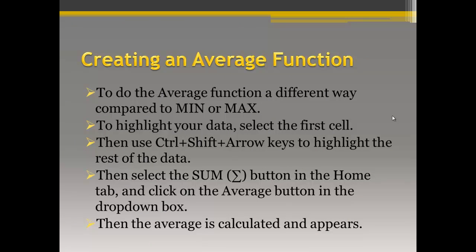Creating an average function. To do the average function, it is done a different way compared to the min or max function. First, highlight your data, select the first cell, then use the Control, Shift, and arrow keys to highlight the rest of the data. Then select the Sum button in the Home tab and click on the average button in the drop-down box. Then the average is calculated and it appears on your screen.